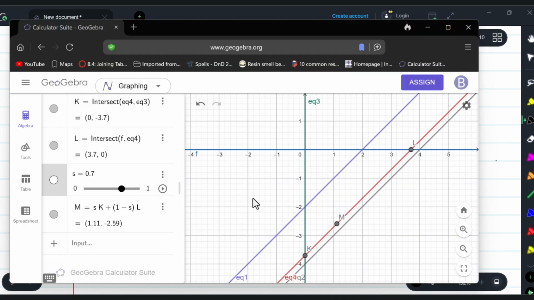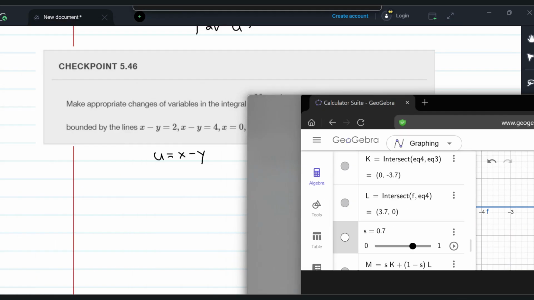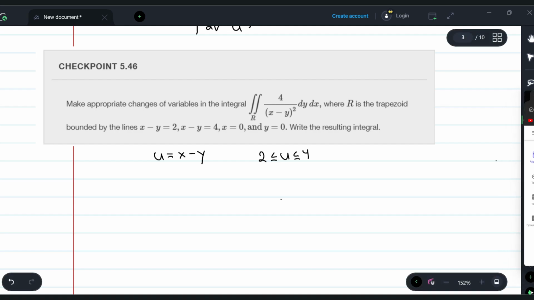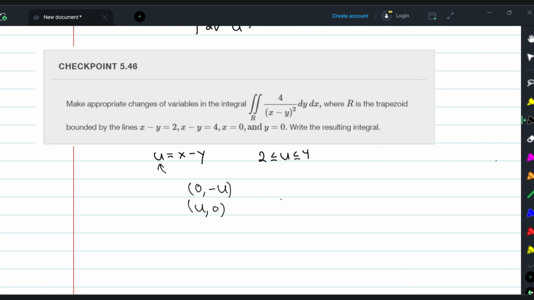The key to our nifty trick is the fact that k is always the y-intercept of the red line, and l is always the x-intercept of the red line. If you know enough about equations, you could figure that out. The y-intercept for whatever u is for this particular line is going to be 0, negative u. The x-intercept is always going to be u, 0. Those are the coordinates.